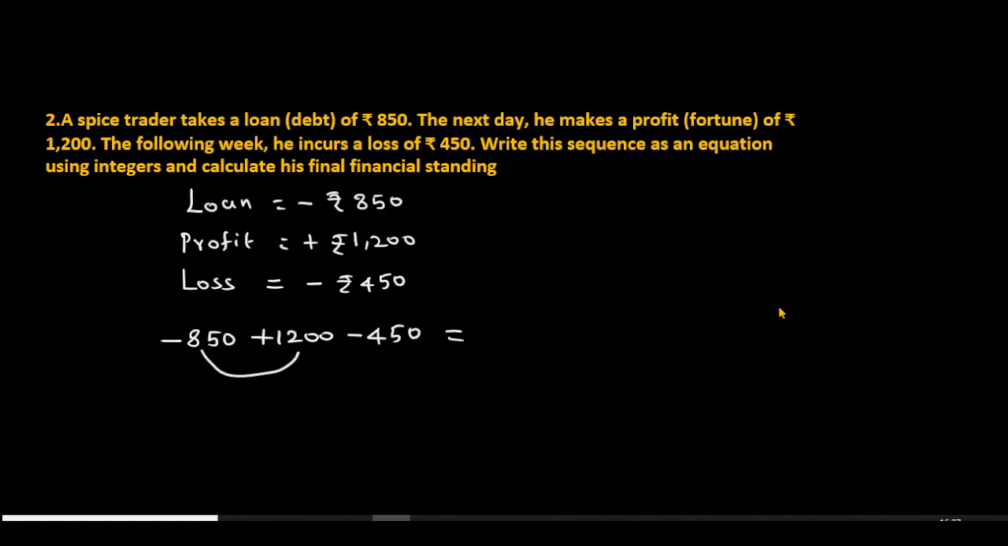Subtract these two. When you are subtracting 850 from 1200, you will be getting 350. The greater number is 1200, which has positive sign. So, plus 350 minus 450 gives 100. The greater number is 450, has negative sign. So, minus 100. So, what is the answer? 100 as debt. So, finally he got 100 rupees as debt.